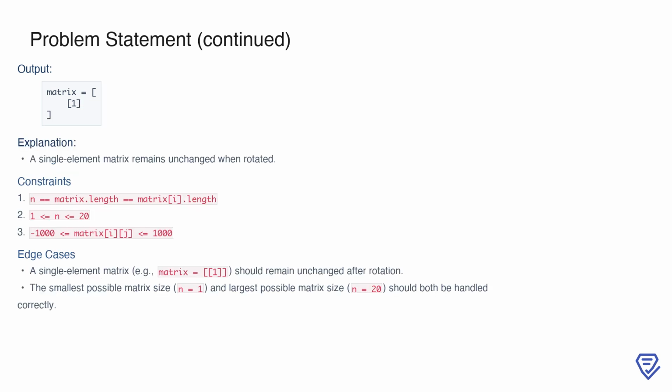For the next example, we see a special case, a 1 by 1 matrix. Here, the input matrix consists of a single element, 1. When this matrix is rotated 90 degrees clockwise, it remains unchanged as 1. This is because there's only one element, so there's no room for rotation. This highlights an important edge case where the matrix size is at its minimum.